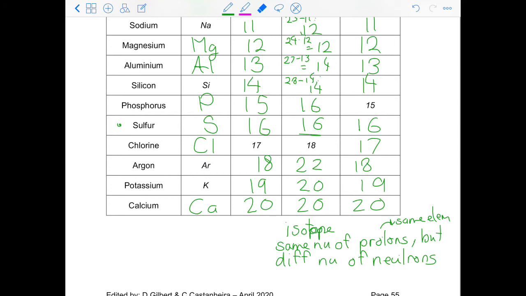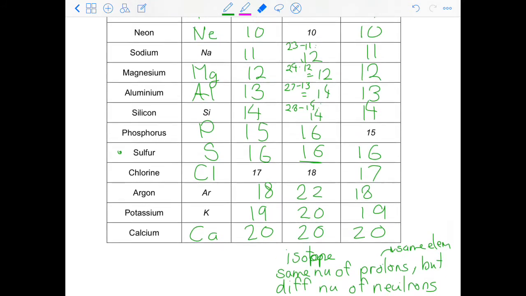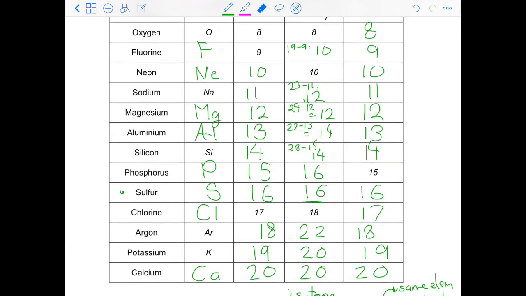So you might have noticed that the mass number for chlorine was actually 35.5, because we find both isotopes in roughly similar amounts. But that's not something we need to worry about just yet. You will learn more about isotopes later on. But that's why there's no pattern in the neutrons.